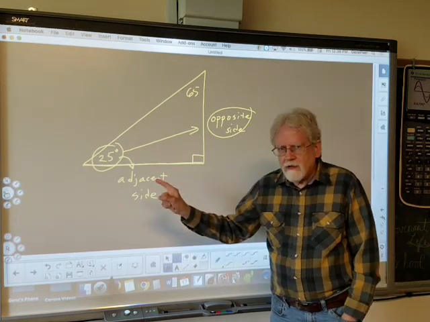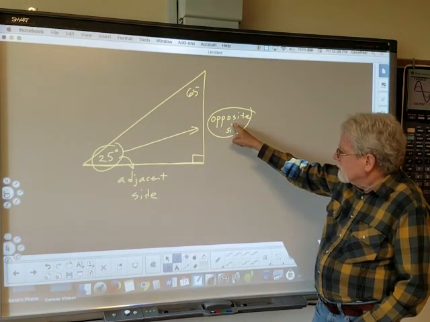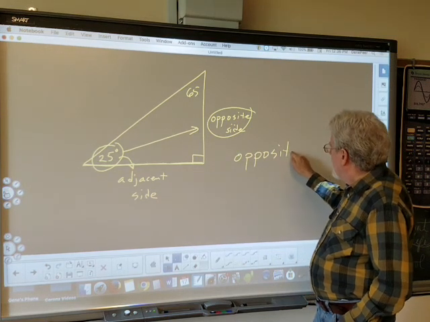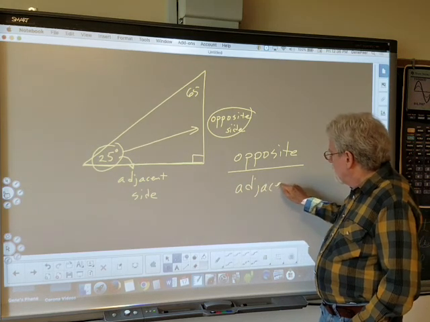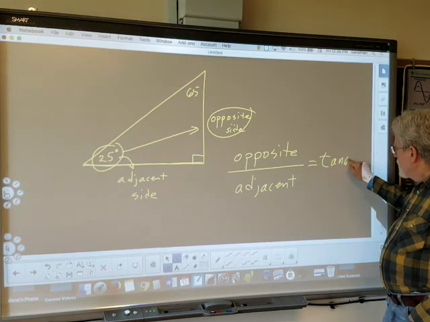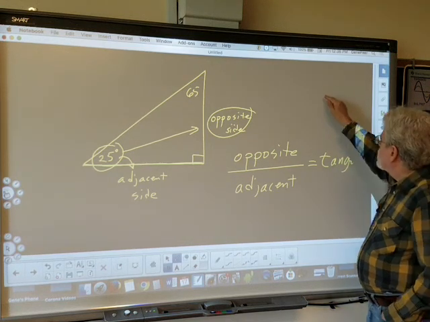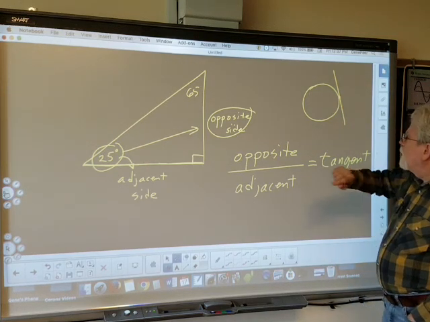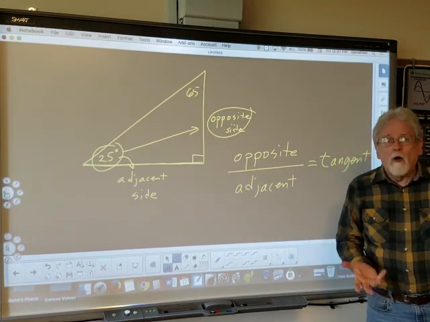We have a special name for the ratio of the opposite side to the adjacent side. The opposite side compared to the adjacent side has a name. We call that the tangent ratio. Now, by the way, if you're thinking, oh, I know what a tangent is, I studied this back in middle school. It's a line that touches a circle in just one point. True, but in the context of trigonometry, it doesn't mean that at all.